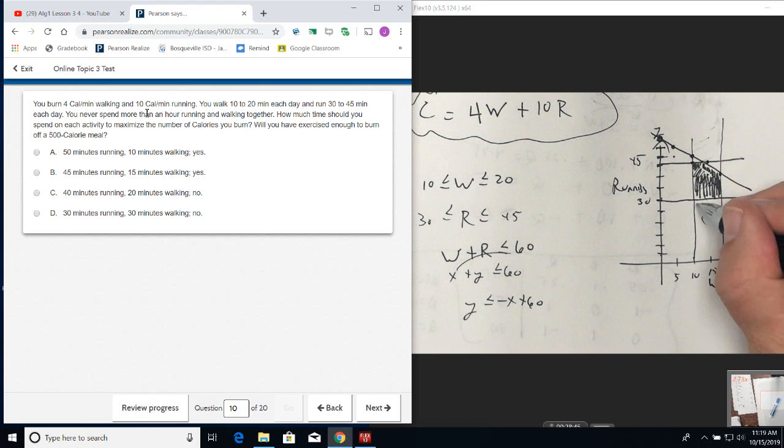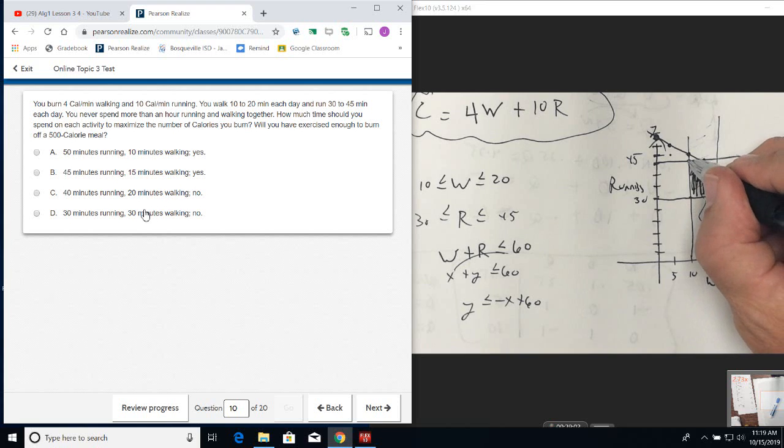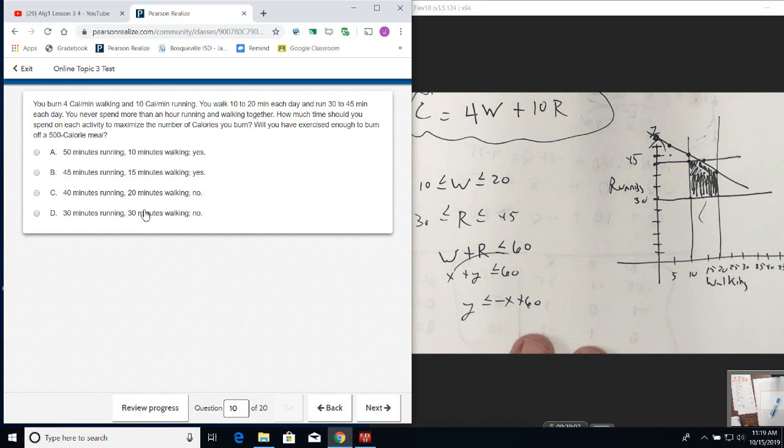So that is a feasible region, that's a feasible region, that's a feasible region. Okay? All of those correspond to these answer choices: 50, 10; 45, 15; 40, 20; 30, 30. If you want to verify those points, we can verify those points with graphs, but I'm not going to try to trick you on the test. Every answer choice are coordinates or vertices of the feasible region.